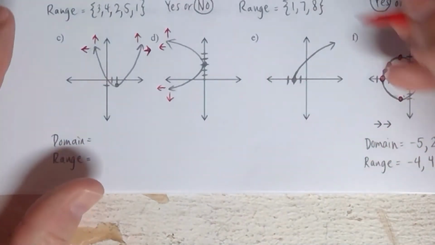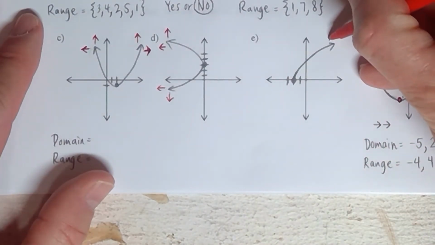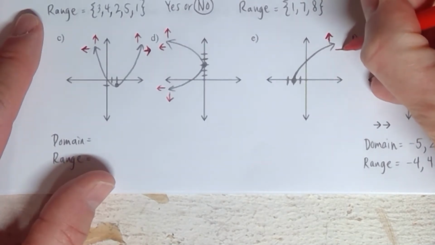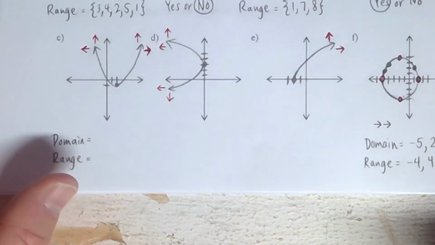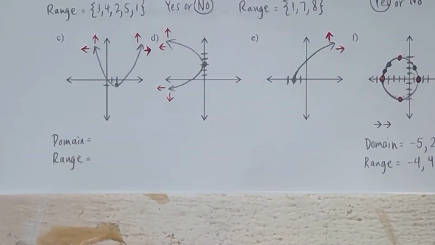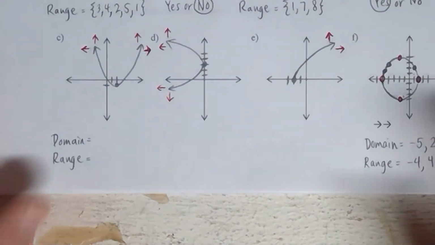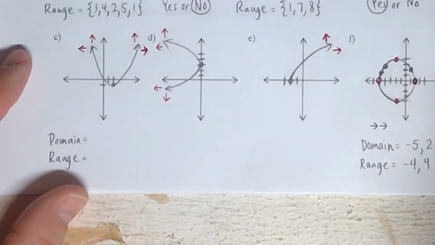So, let's do this last one here as well. This one is going forever upward and forever to the right. Okay, so that's what's going on with these diagonal arrows. That's going to help us here.